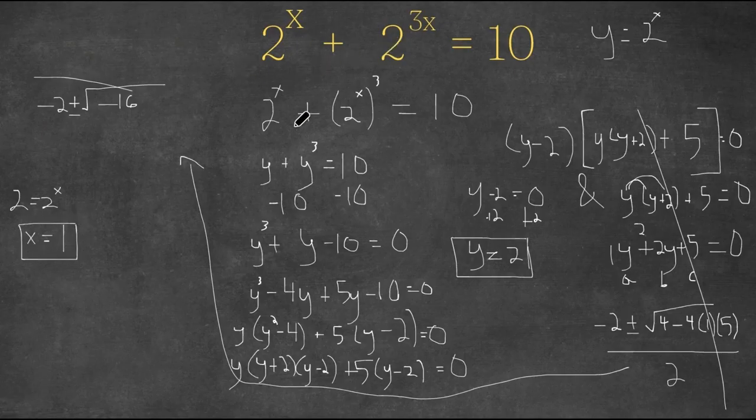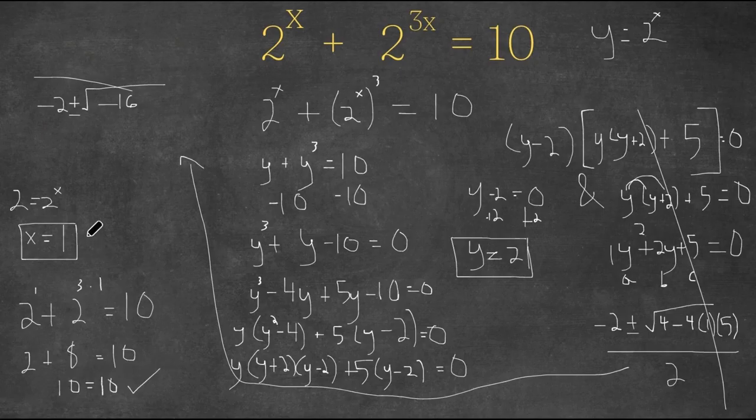Now, why don't we check our solution in this equation? So if we plug in 1 for x, we get 2 to the power of 1 plus 2 to the power of 3 times 1 equals 10. 2 to the power of 1 is 2, plus 2 to the power of 3 times 1 is the same thing as 2 to the power of 3, which is 8. This equals 10, and 2 plus 8 does indeed equal 10. So 10 equals 10. And this is right. So our solution here, x equals 1, is right.